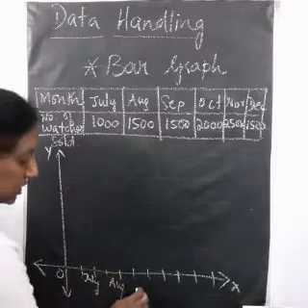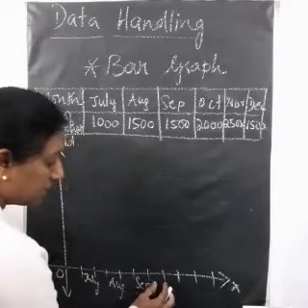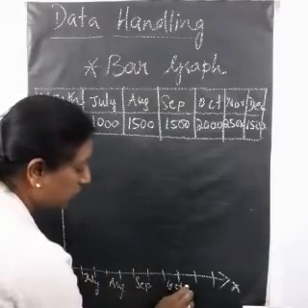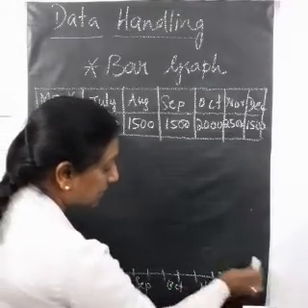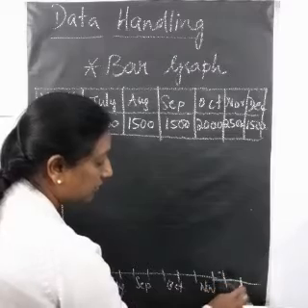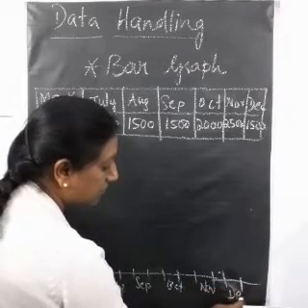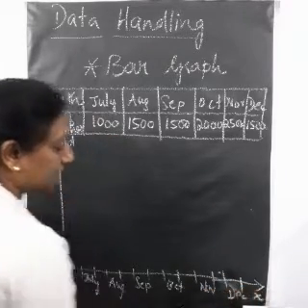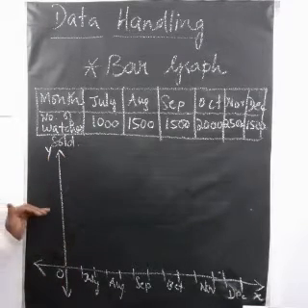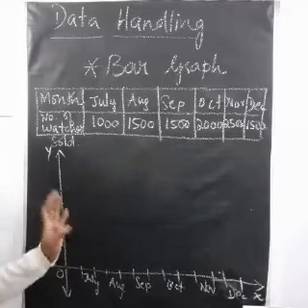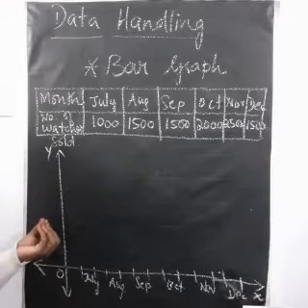Then after August you have September. Then you leave one free and go for October. Then leave one free and this will be November. Then leave one free and this will be December. So this is the x-axis markings. Understand? Now on the y-axis we have to mark the numbers. For that we have to use the correct scale.